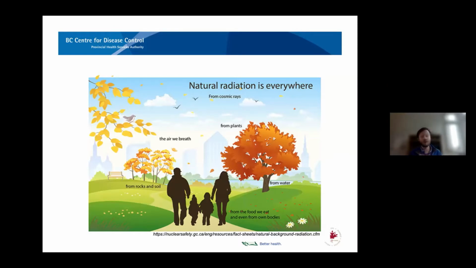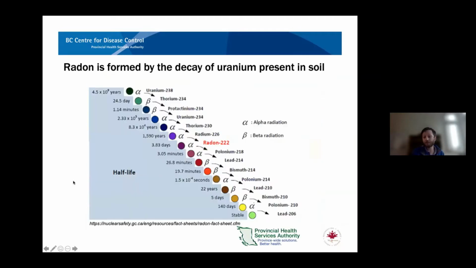Every time we're out in the sun, we are exposed to harmful radiation. And a particular form of radiation that's important to talk about is one that comes from rock and soil, and radon. Radon is a radioactive product formed by the decay of uranium that's naturally present in our soil.